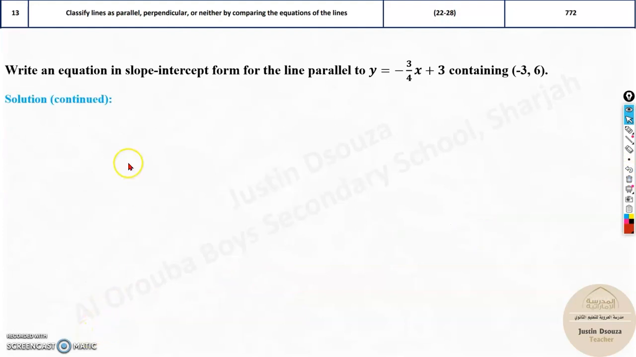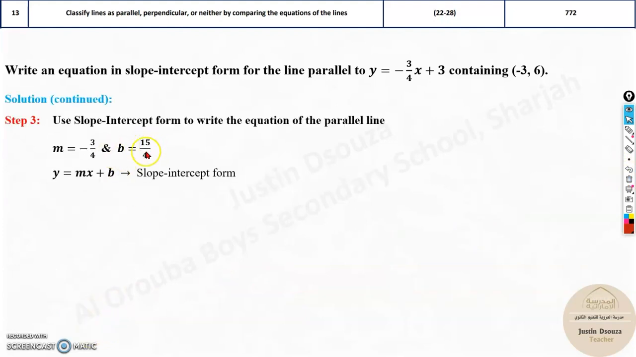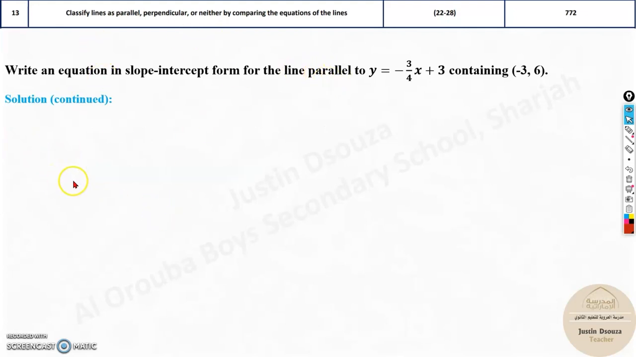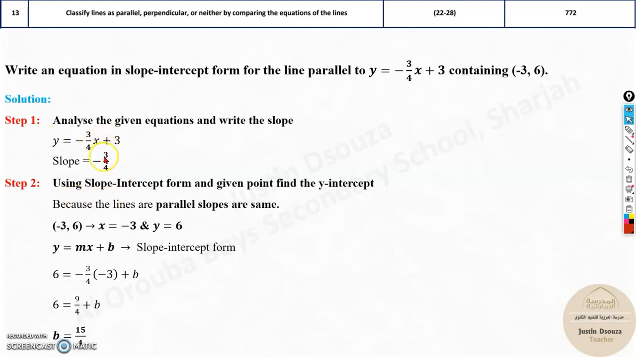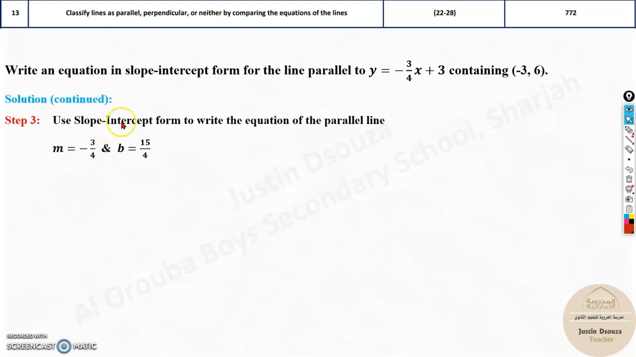But it's not over. Now what you need to do is put it in the slope intercept form, the m and b values. Now this is the final answer. That is it. Just like the perpendicular line, but this parallel line is very easy. Why? Because the slopes are the same. So we know the slope, use the slope intercept form and find the b value, then substitute in the slope intercept form. This is the answer.